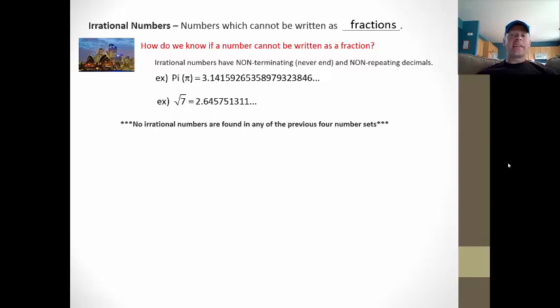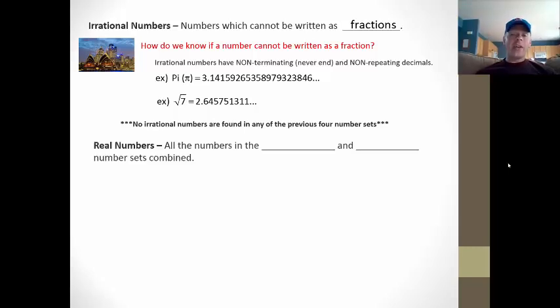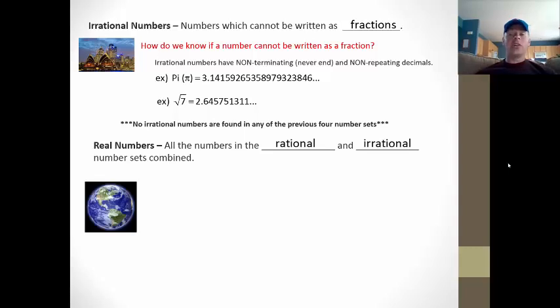And this number set is a completely separate number set than the previous 4. Now, if we put all of the number sets together, just like if we put all those geographic locations together, we get the real numbers, all the rational and irrational numbers. This is like planet Earth. It's all of the numbers that we're going to be working with here in algebra put together in one place.